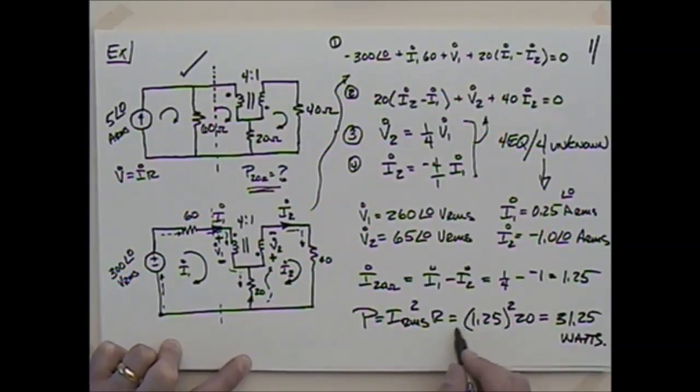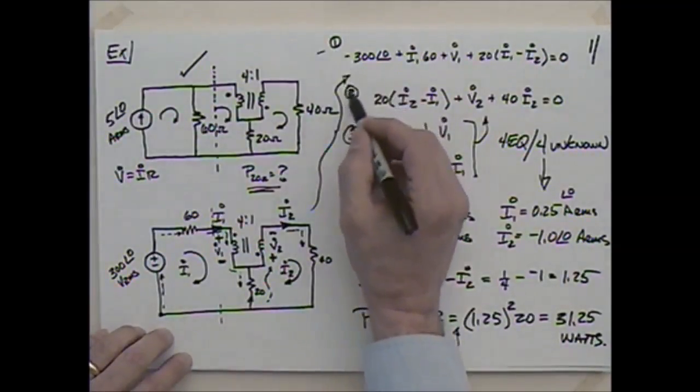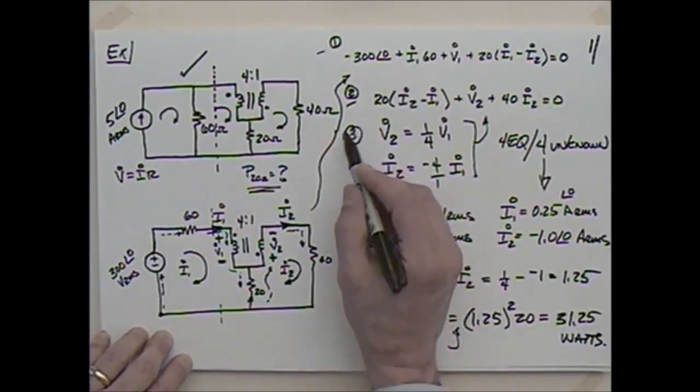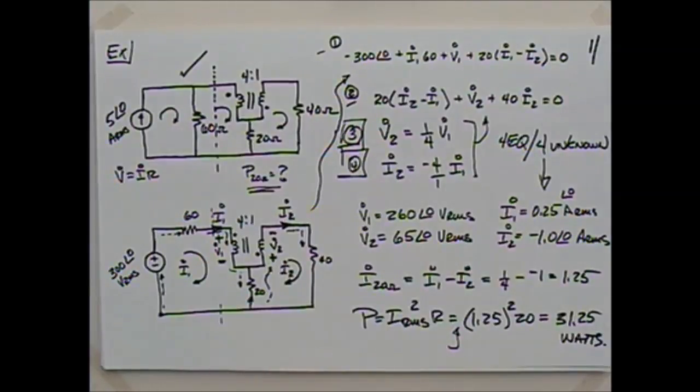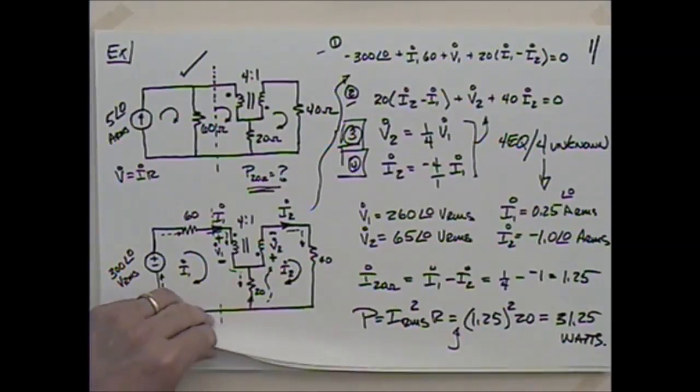If it wasn't RMS, you'd have to put a half in there, but it's RMS, so I don't have to worry about that. Questions with that? Pretty straightforward problem. We did one very similar to it last time. We come up with the 2 loop equations, and then we use that handout sheet, those ideal relationships, to come up with those 2 other equations. Questions with that? Everyone's good? Okay.